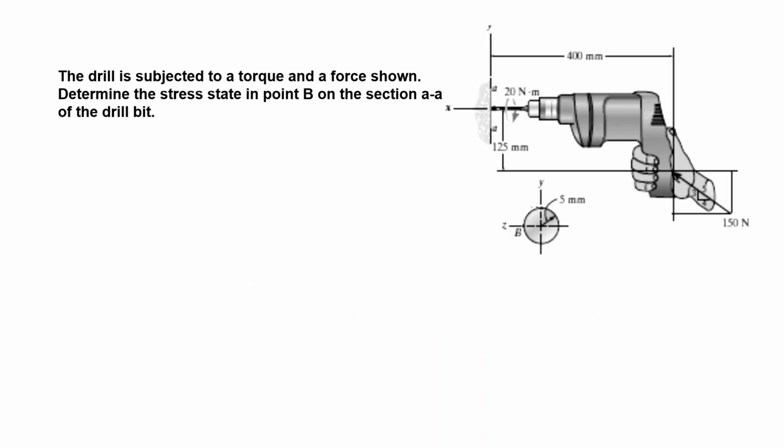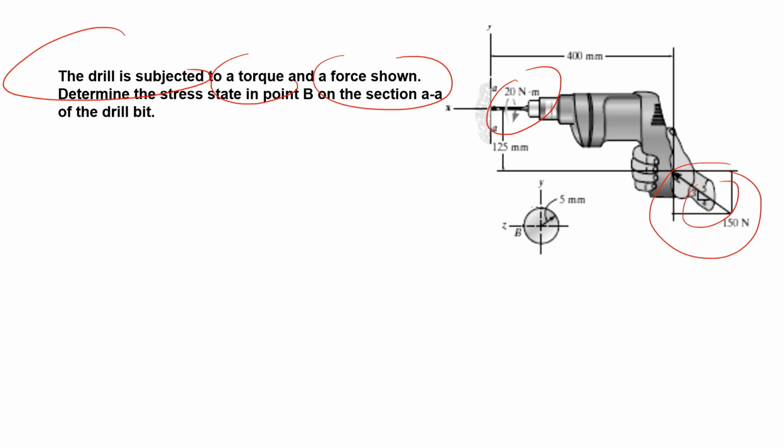In this video, we will solve combined loading problems. Well, in this problem, we have a drill and a torque, 20 Newton meters, and the force, 150 Newton, with a given angle, is acting. Determine the stress state in point B on this section AA of the drill bit.